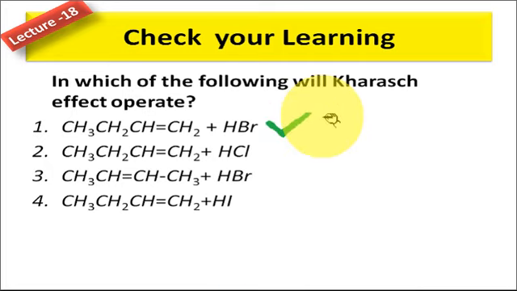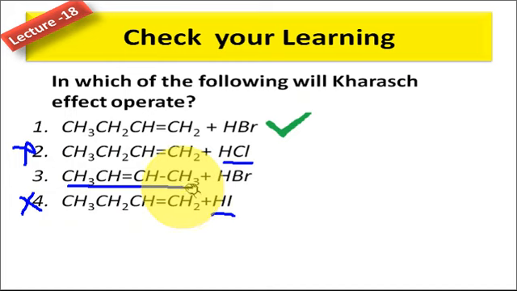Yes, the first is the correct option. Why? Look here, in option second and option fourth, HI and HCl are the attacking species, and we have learned that both of these do not give the peroxide effect or the Kharash effect. So option 2 and option 4 are ruled out. Now the remaining options are option 1 and option 3. In option 3, the alkene is a symmetrical alkene. So when HBr adds to this alkene, either in the presence of peroxide or in the absence of peroxide, the same product is formed because it is a symmetrical alkene. Hence it is also ruled out. So the correct answer is option A.